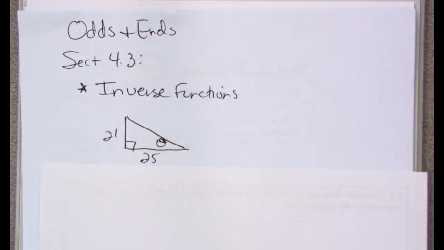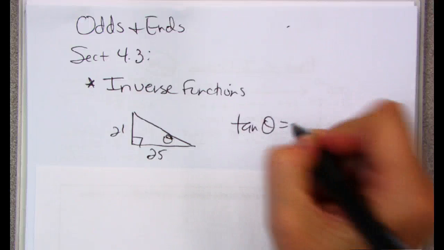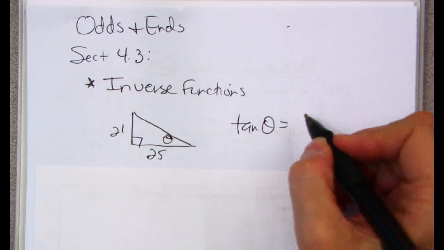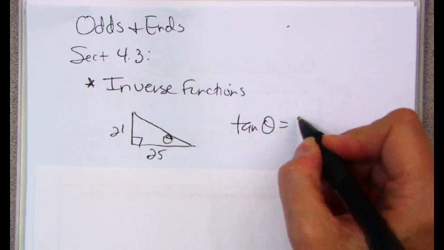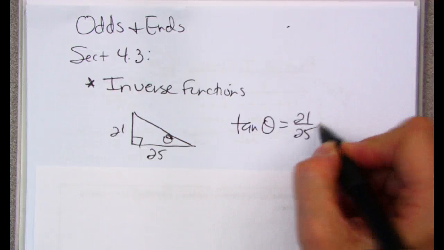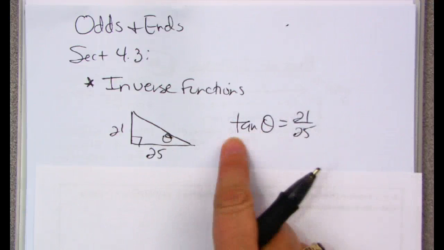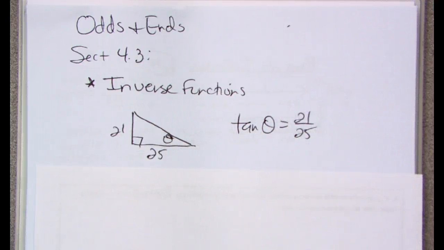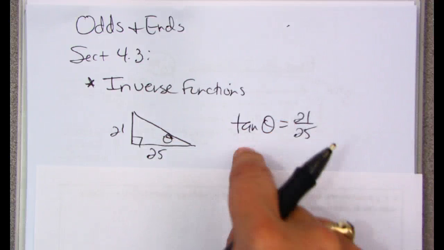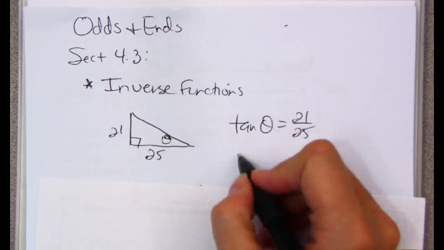Tangent of theta equals what? 21 over 25. There's an algebra problem. It's an equation. It's got an equal sign. The only thing I don't know is theta. But it's trapped inside. Kind of like a log. It's trapped inside. So here's how you write its inverse.